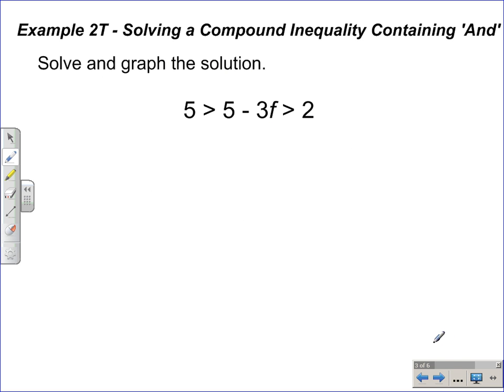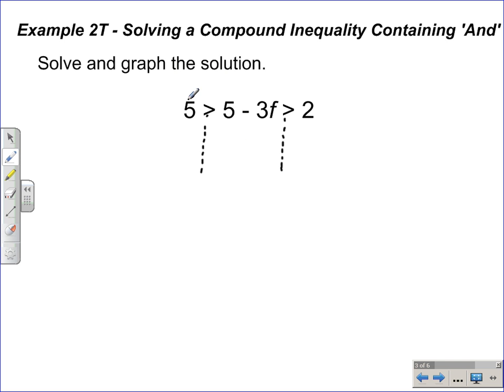Example 2t, solving a compound inequality containing and, solve and graph the solution. In previous lessons, we have seen simple inequalities that had one inequality symbol. Now we're starting to encounter compound inequalities that have two, and up until this point, we've used the properties of inequality to balance the inequality. Whatever you did to the left, you do to the right.